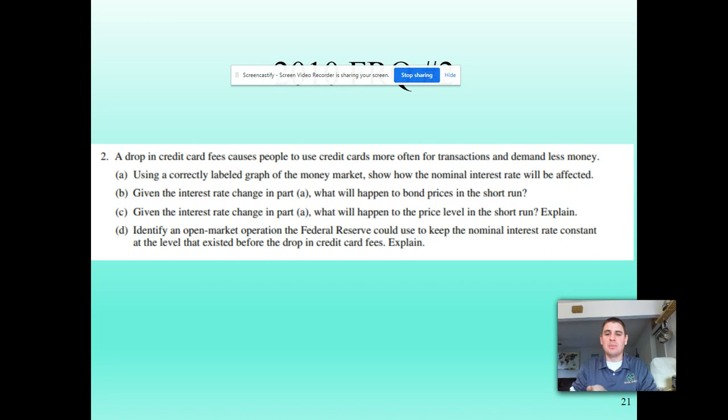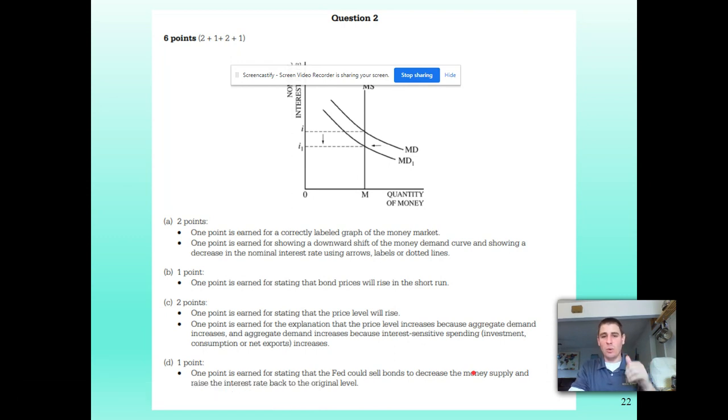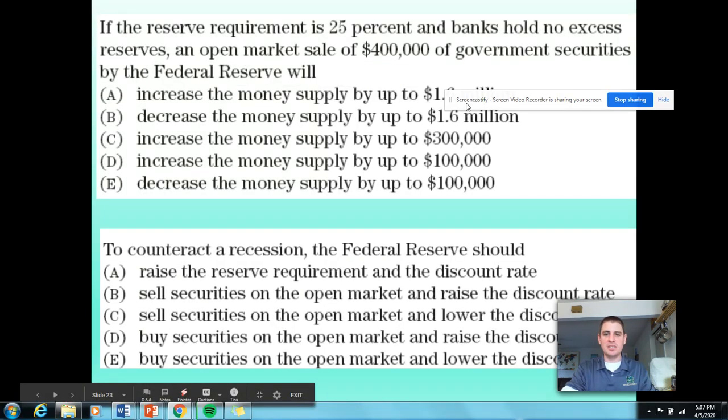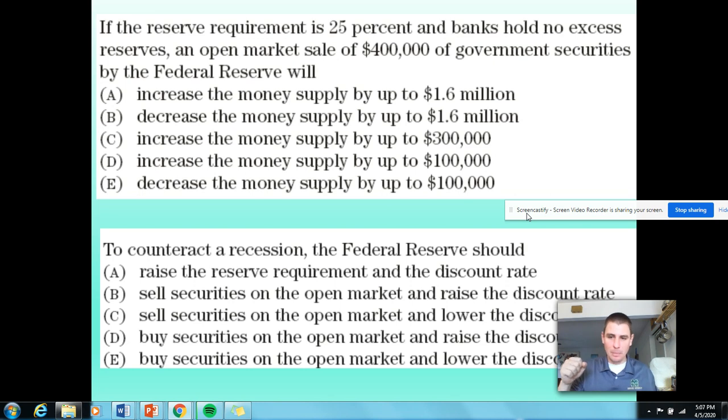What will cause aggregate demand to shift to the left? Open market operations. Is the Fed buying bonds or selling bonds going to cause AD to shift to the left? Buying bonds is going to cause AD to shift to the right, so we don't like that. Selling bonds causes aggregate demand to shift to the left. 1 point is earned for saying that the Fed could sell bonds to decrease the money supply and raise interest rates back to the original level. Hopefully you did that. That's 6 points. Well done. Okay, another couple questions for you. Pause this video and answer them. Pause. Back to it.